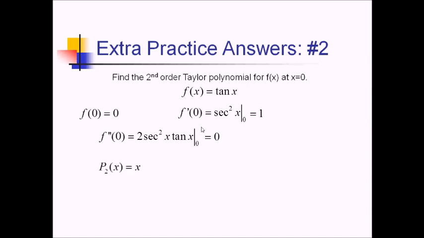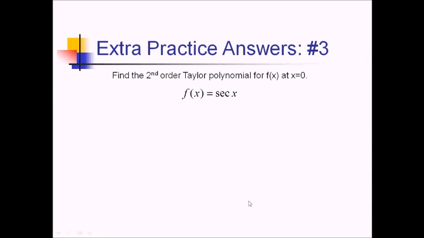And then we've also got f double prime over 2 factorial times x squared. But since f double prime is 0, we don't end up writing the next term because it's just 0. So our second order Taylor polynomial is just a linear function of x.